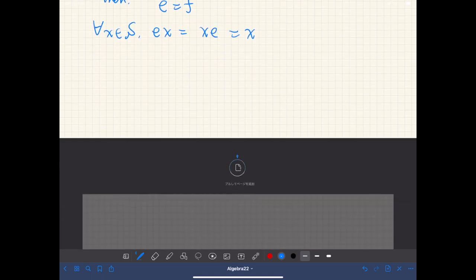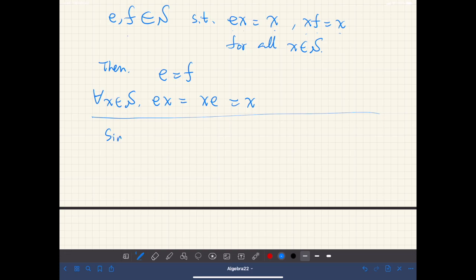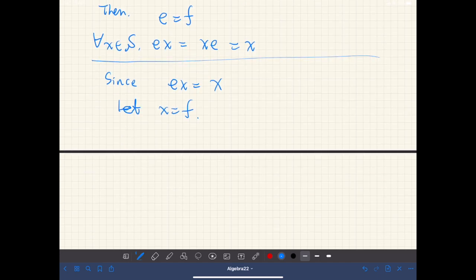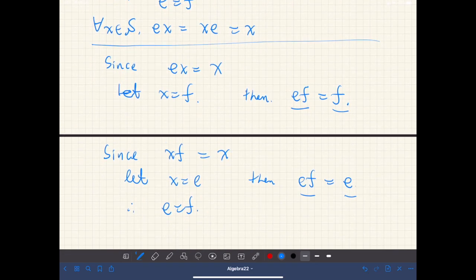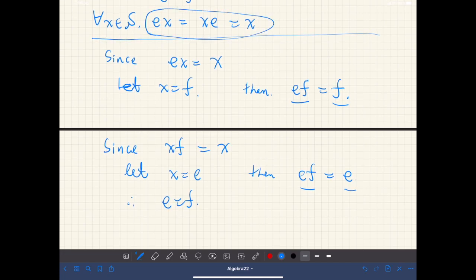So let's prove this. Actually, the proof is not so hard. Since we have EX is equal to X for all X, let X be equal to F. Then we have EF is equal to F, right? And also, since XF is equal to X for all X, let X be E. Then we have EF equals E. So EF is equal to both F and E, right? Therefore, E is equal to F. And the rest is obvious now. And we are done.